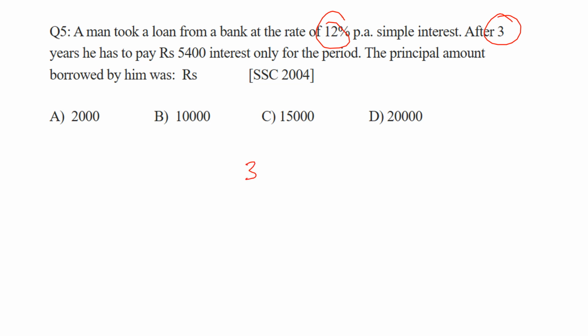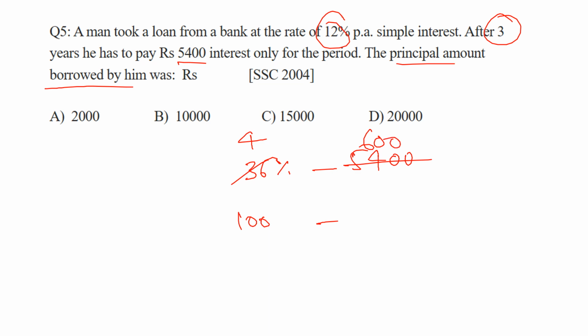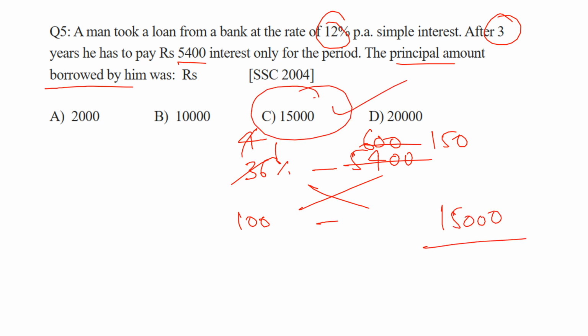12 into 3, 36. 36% is interest here. What is the interest here? 5,400. So they are asking for the principal amount. What will be the principal amount here? Total 100%. Got it? So 36 and 54, right? You can see 9 4s are 36, 9 6s are 54. 4 150s. The cross multiplication, 150 into 100, 10,000. So 15,000 will be the answer.